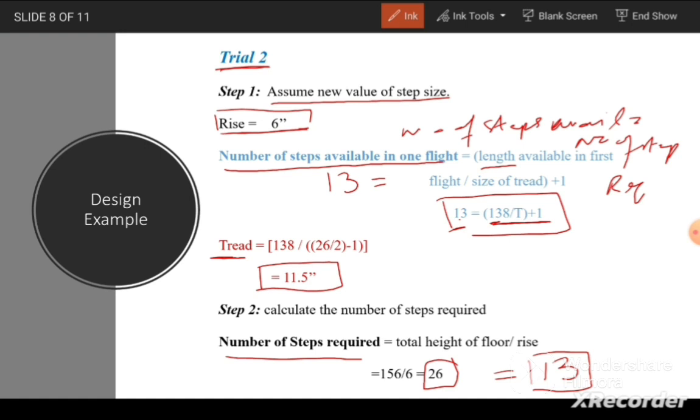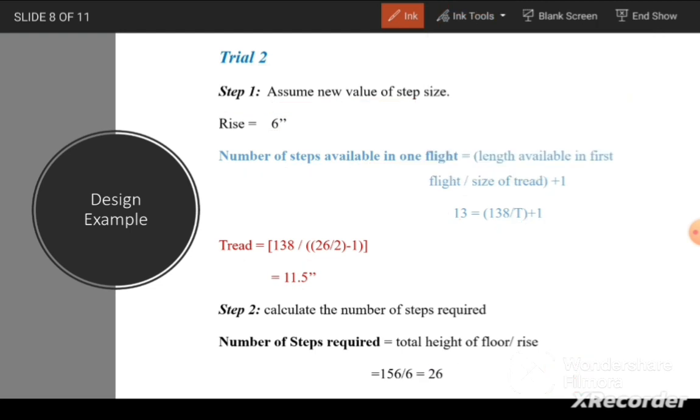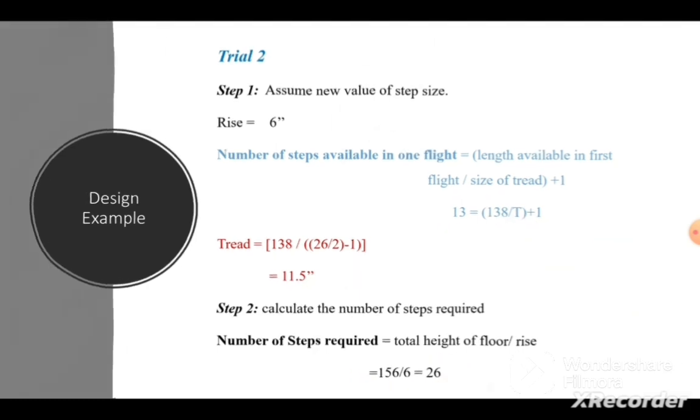So initially we assumed its value 12 inch and now its value comes out to be 11.5 inch. So now we can reduce the tread to 11.5 and recheck whether the number of steps required are equal to the number of steps available. So from this equation we have got this new tread which is 11.5, and now our step is 6 inch by 11.5, and for 6 inch rise the number of steps required are again 26.